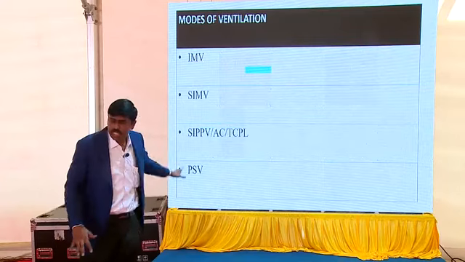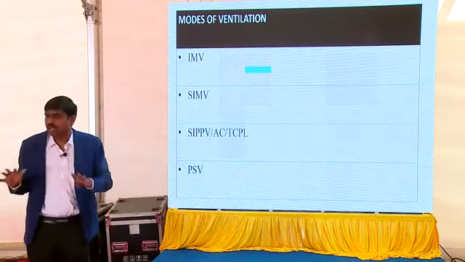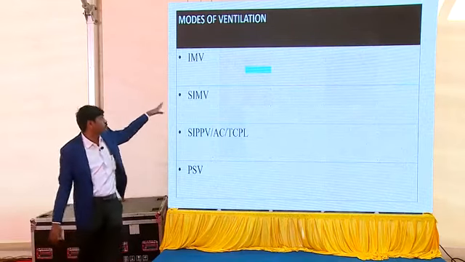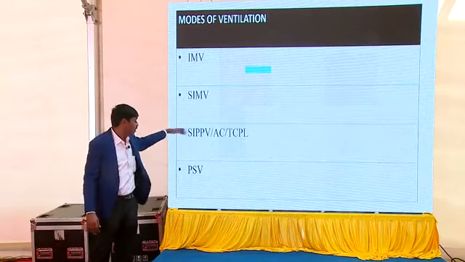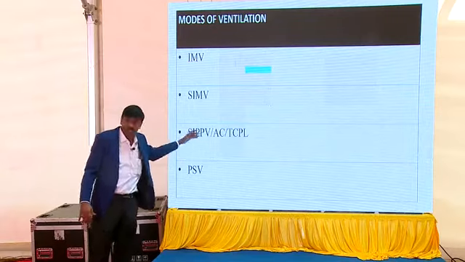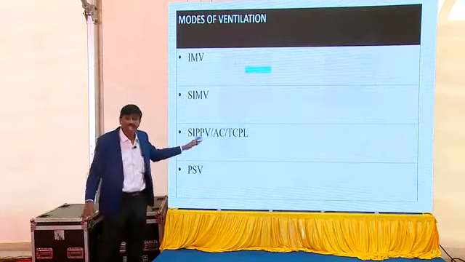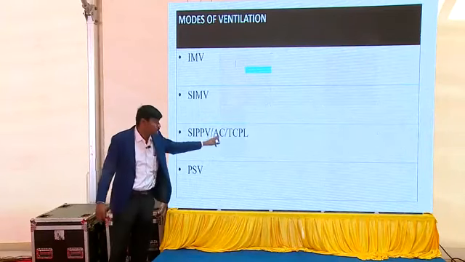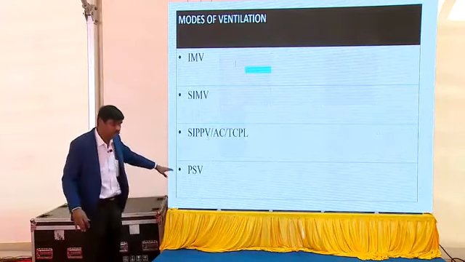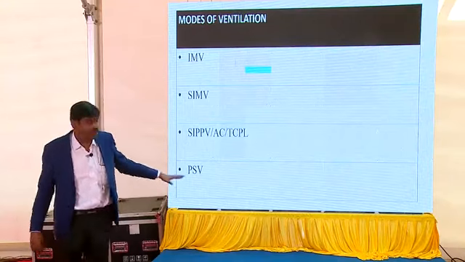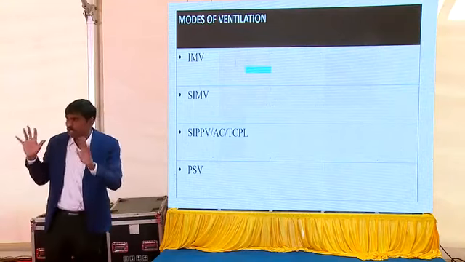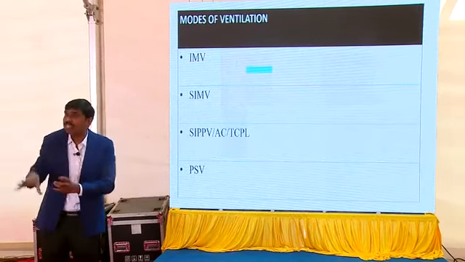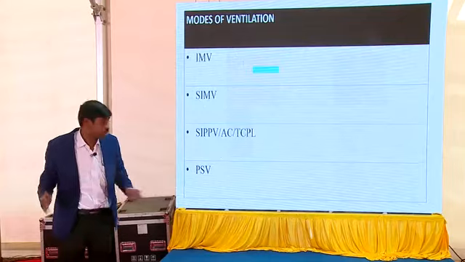Basically these four modes are the basic ones, with different terminologies. IMV, SIMV, synchronized intermittent mandatory ventilation, SIPPV. In some machines it is time cycled pressure limited, that is TCPL. In some machines it is AC, that is assist control, and then you've got pressure support ventilation. The majority of ventilation is in these four modes. They play around with these, and along with this they add volume guarantee and those things.